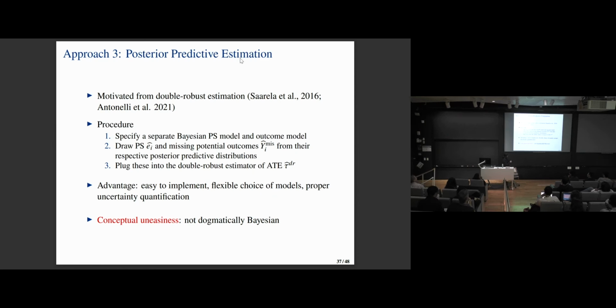Actually, you can prove the frequentist properties of this kind of pseudo or half Bayesian approach. So it's easy to implement, with flexible choice of the models and proper uncertainty quantification. This is all proved. This is a very nice paper in Biometrics.